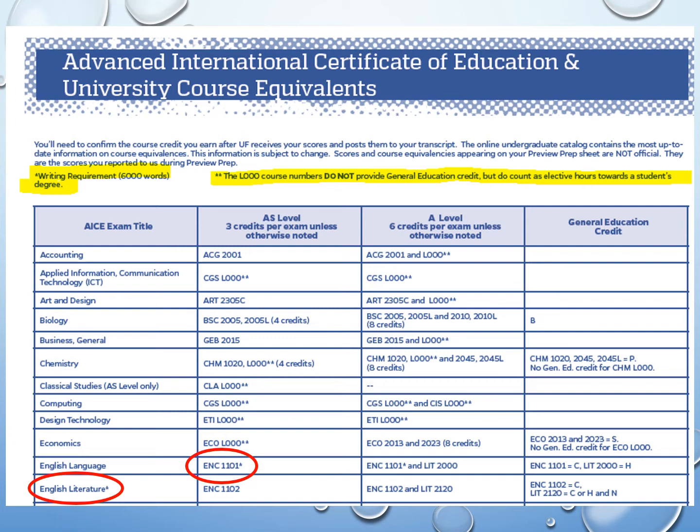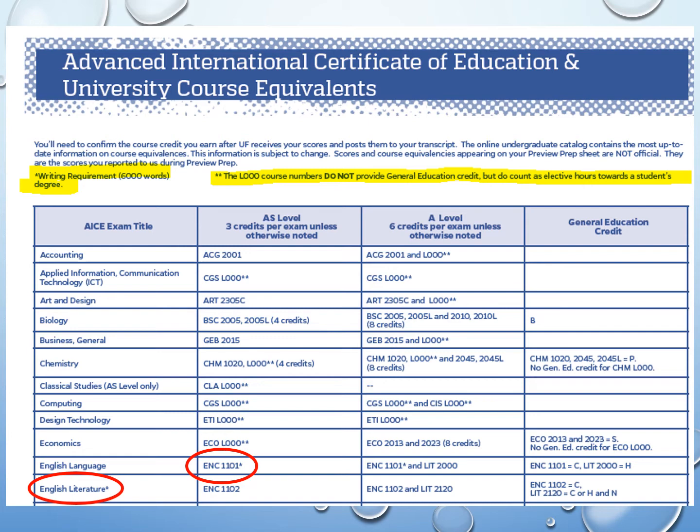In that situation, you're going to see the asterisk next to the actual number of the course. So for the example with English language in that row, what I circled there, ENC 1101 is going to give the student 6,000 words. You'll notice again that they're going to have that 6,000 words attributed if they did the A level. LIT 2000 does not give the student 6,000 words. If it did, then the asterisk would actually be next to English language, similar to the one below it in English literature. So that's how you can tell the difference.